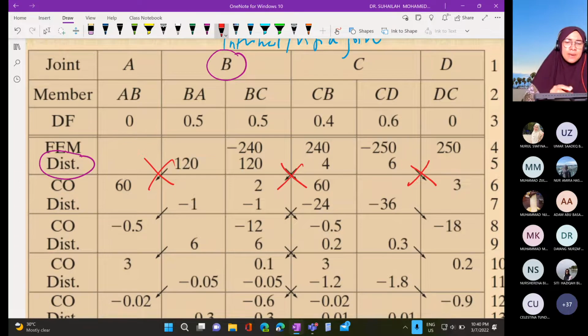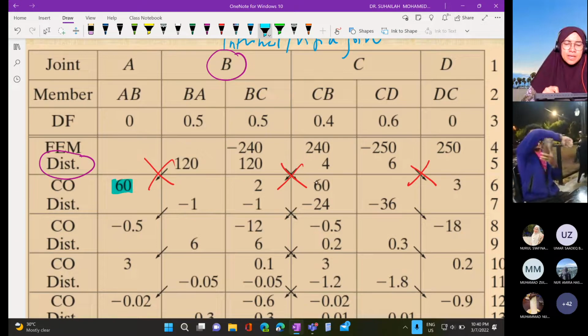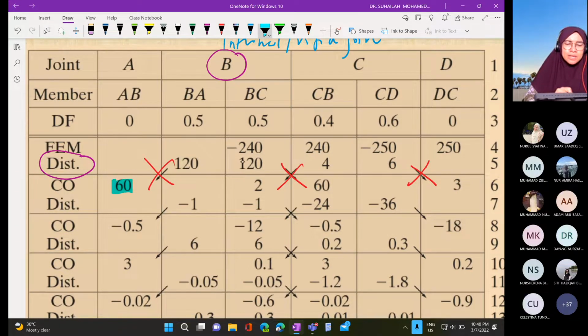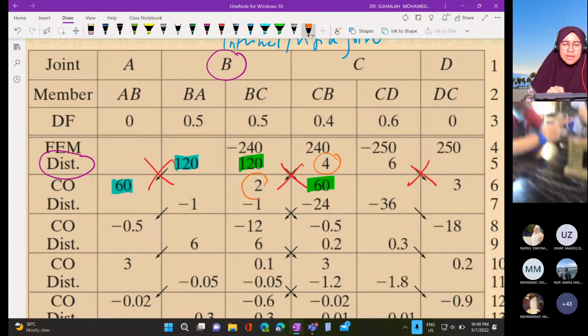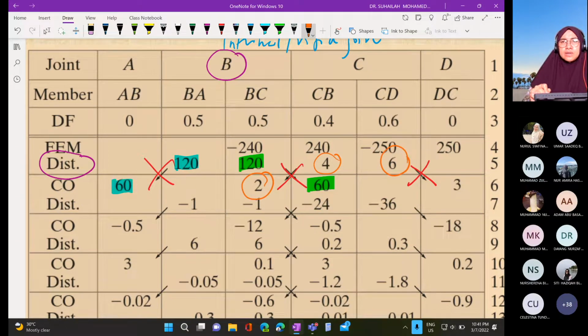So, that is why kita dapat yang ni 60. And then we get 60 yang ni. Yang 120 ni, we get 60. We put here, because it must cross boundary. And then we get 4, 4 kan? Cross boundary, 2. And 6. Cross. Dia time with factor equal to 3. Okay. Distribution carry over.